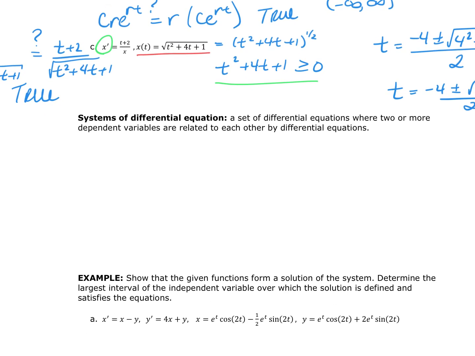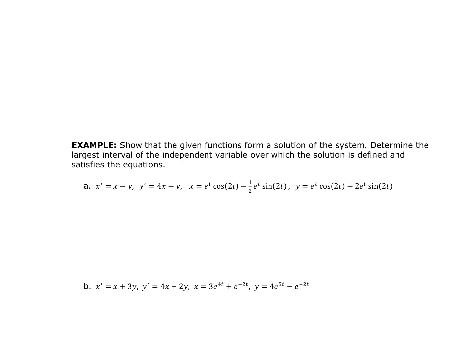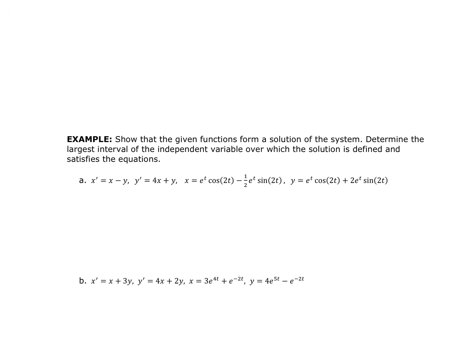Let's do some more examples and give you some more definitions. A system of differential equations is just a set of differential equations where two or more dependent variables are related to each other by differential equations. Here's an example where I'm asked to show that the given functions form a solution to the system and then determine the largest interval for the independent variable. So it's not much different than what we've done in the past.